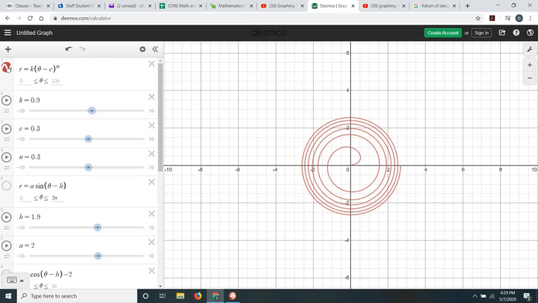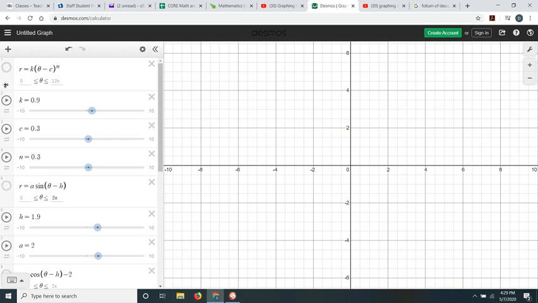So that first one, letter A in your book, was a family of spirals. Let's go to the next function. So this is just a circle, right? r = a sine theta. I think something interesting happens sometimes.